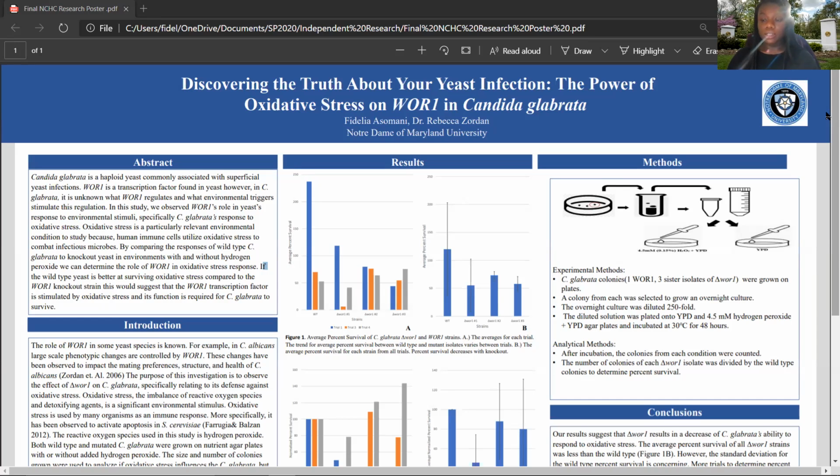To study this, we're going to use reactive oxygen species, and the specific one that I'll be using is hydrogen peroxide. So what I'm going to do is add them to agar plates and then test both the wild type and the mutant, or the WAR1 knockout, in both of those conditions. And by comparing the growth of colonies in both conditions, I'll be able to see the effect of the hydrogen peroxide and oxidative stress on the health of the yeast.